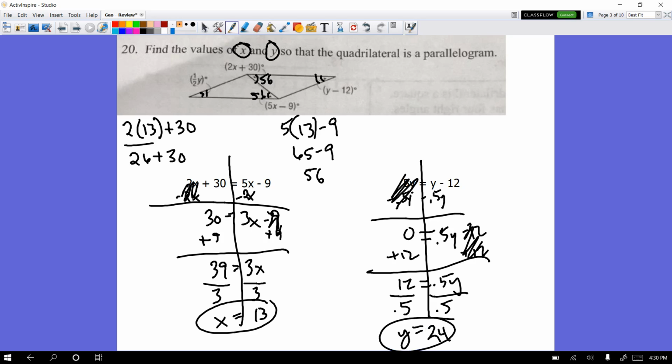So what we should be able to do is substitute 24 into 1/2 times 24, and then 24 minus 12. 1/2 of 24 is 12 degrees, and then 24 minus 12 is 12 degrees. Check, check. So if you wanted to, you could find that angle, and that would also be alternate interior. There are plenty of ways, but it only asks you to find x and y. So 13 and 24.